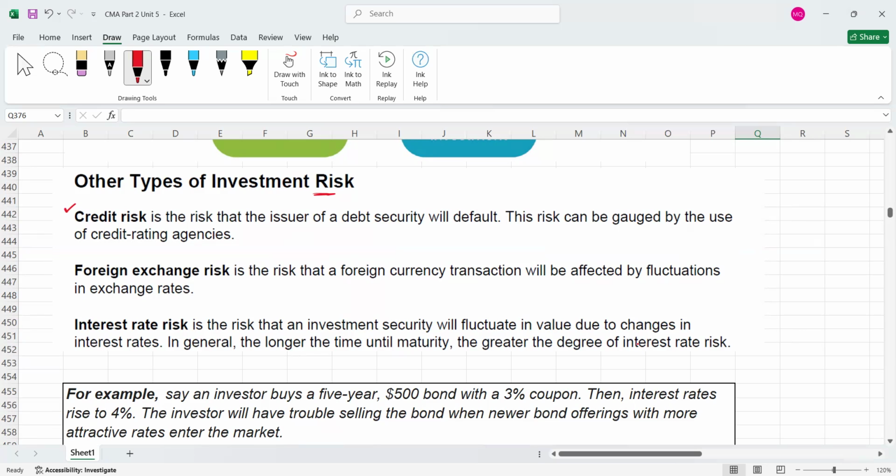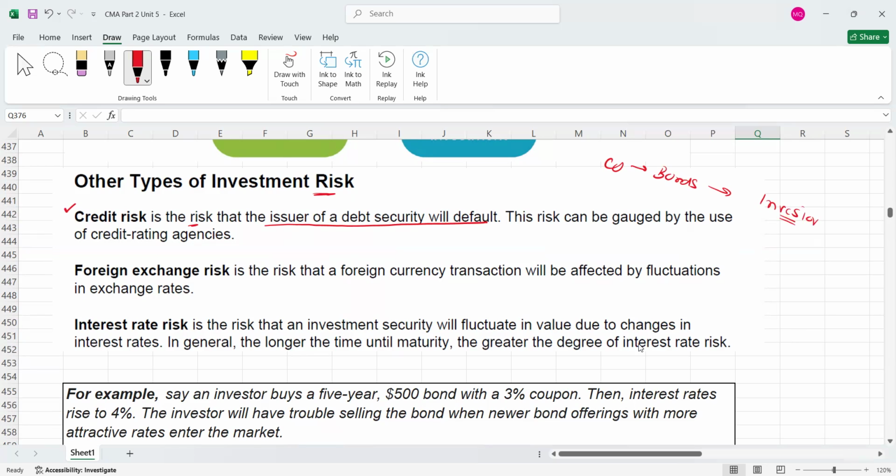Credit risk is the risk that the issuer of a debt security will default. For example, if you are a company and you are issuing bonds, and I'm the investor in your company, this is the risk I will face now.